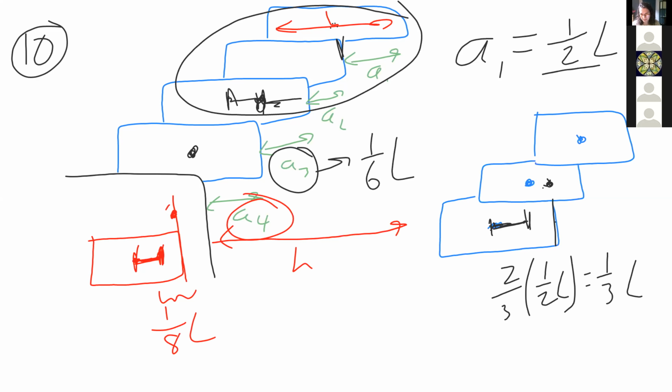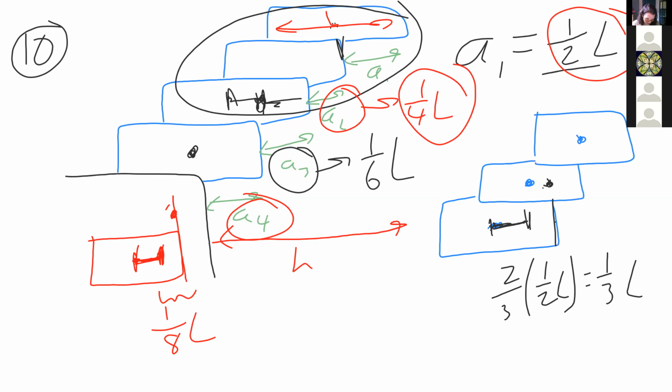And there are probably equations that could be written. I'm just sort of doing this by inspection. You could certainly treat each of these as a one-dimensional rod and calculate the torques about the center of mass of each of them in order to find these distances. But yeah, so we have a half L, a quarter L, a sixth L, and an 1/8 L.